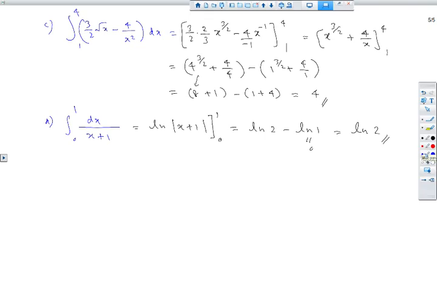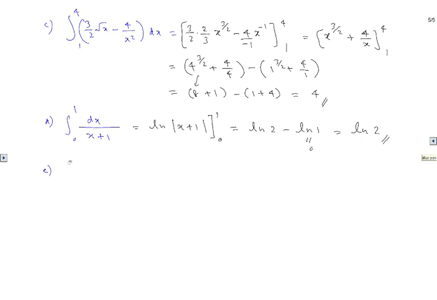Maybe just one more: the integral from 0 to 1 of dx over x squared plus 1. This is one of the formulas in the table. When you have 1 over a squared plus x squared, it's 1 over a times tan inverse of x over a. Here a is 1, so this is simply tan inverse x. Some people write arctan, it's the same thing. So it is tan inverse 1 minus tan inverse 0.